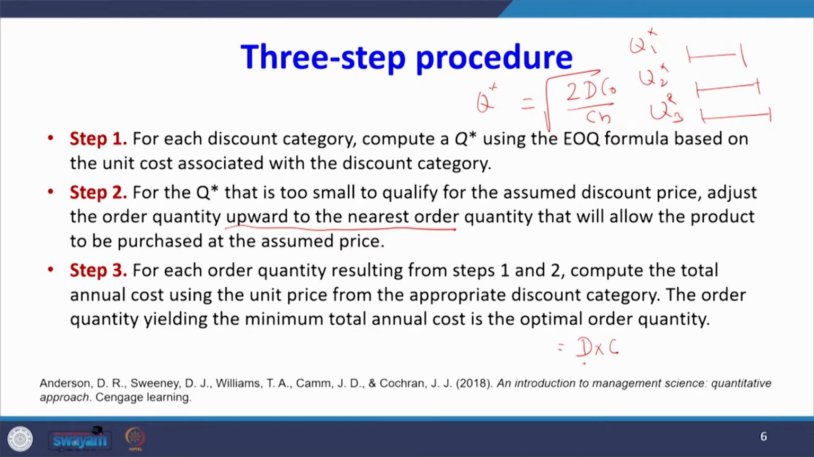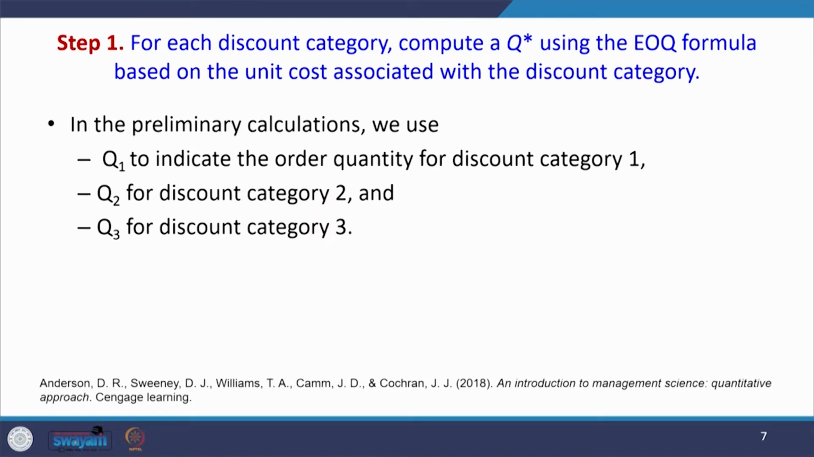So, the quantity, how much quantity you are going to buy, that will decide whether the cost is minimum or not. So, what is the step 1? For each discount category, compute a Q star using the EOQ formula based on the unit cost associated with the discount category. So, in the preliminary calculations, there are 3 categories given. So, Q1 to indicate order quantity for discount category 1, Q2 for discount category 2, Q3 for discount category 3.